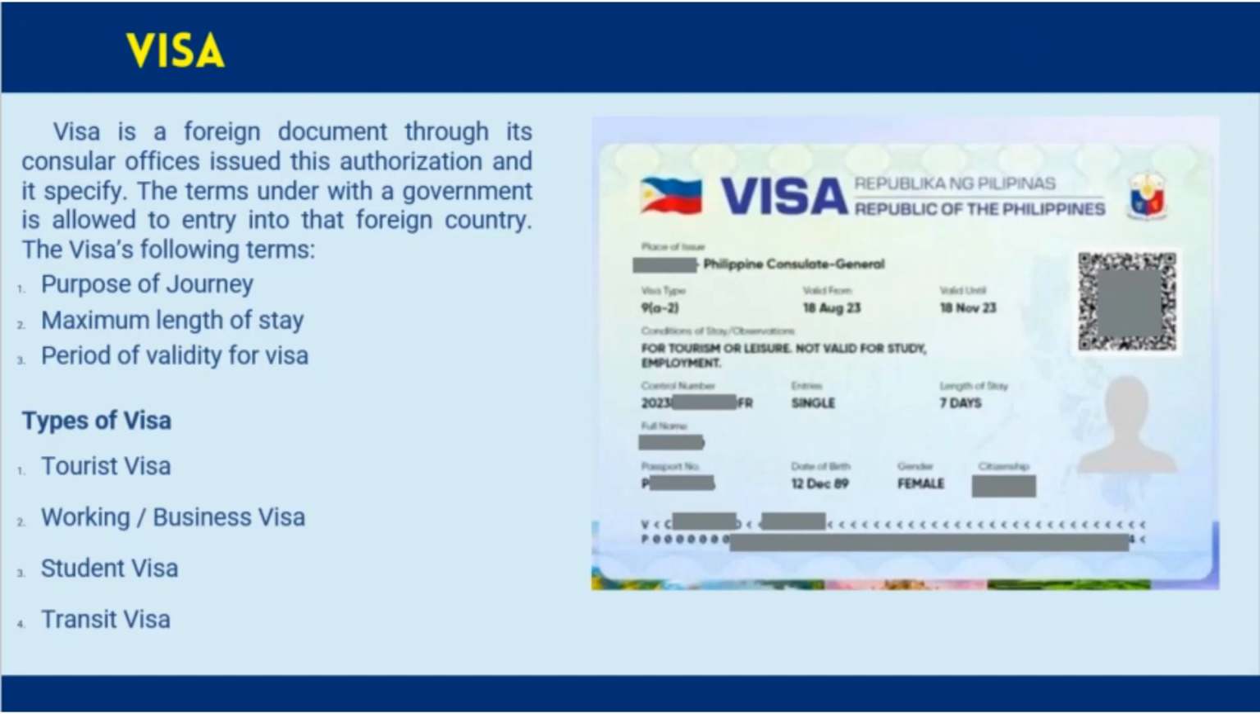Next is the student visa. This is a special endorsement of the government passes issued to students enrolled at qualified educational institutions. So, student visas are non-immigrant visas that do not require the holder to obtain citizenship.